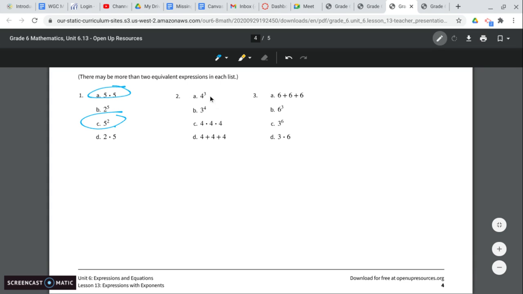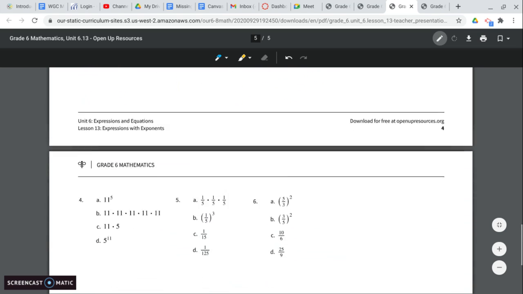The next one, 4 to the 3rd power. So which one goes with 4 to the 3rd power? 4 times 4 times 4. Here we're adding 6's. Here would be multiplying, so that doesn't work. That one's completely different. So A and D are the same. When we add multiple numbers together, it's the same as multiplying by how many times we add them. So be careful with the difference there.